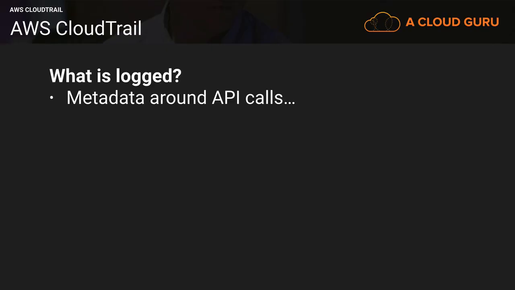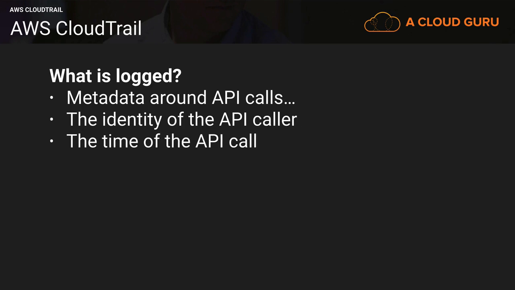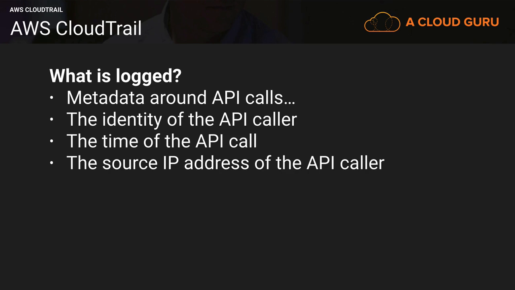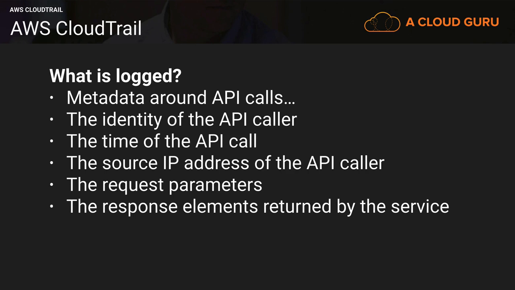So what is logged? Well, metadata around API calls: the identity of the API caller, so who's making the API call, the time the API call was made, the source IP address of the API caller, and the actual request itself, so what is it that they're trying to do? Are they trying to provision an S3 bucket or an EC2 instance? And then the response elements returned by the service. Maybe S3 doesn't allow that particular user to create a bucket, so the response was a failure, or maybe it was an HTTP 200 success. These are all the different things that CloudTrail logs.